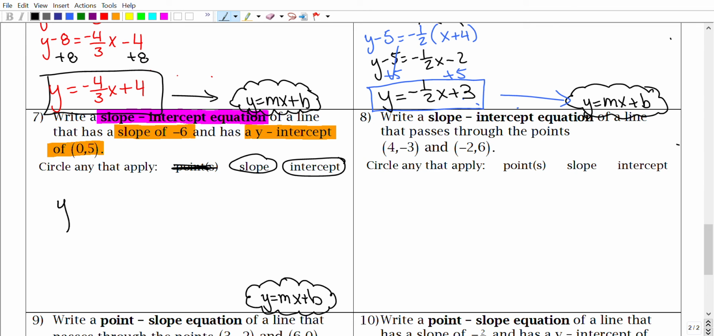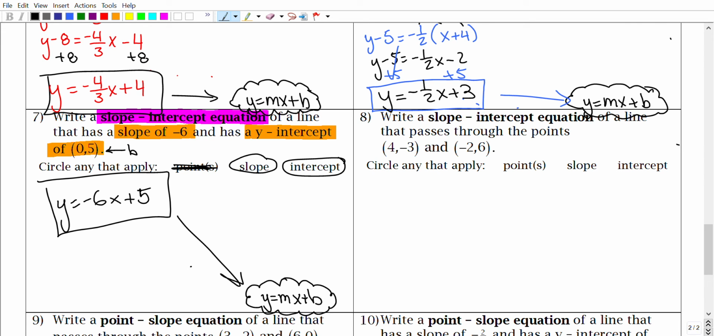So in this case, I have y equals, my m is -6, x plus b. My b is right here. So my b is 5. So y equals -6x plus 5. Is that already in that form? Yes, it is. So we are done. That one was pretty painless. So let's move on to the next one.